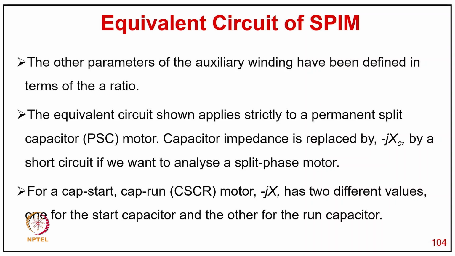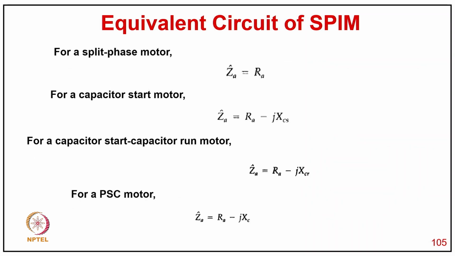The equivalent circuit shown here strictly applies to the permanent split capacitor motor, and the capacitor impedance is replaced by minus jXC in the auxiliary circuit if we want to analyze the split phase motor. For the capacitor start, capacitor run motor, minus jXC has two different values, one for the start capacitor and another for the run capacitor. So for the split phase motor Z equals RA, for the capacitor start motor Z equals RA minus jXCS, and for the capacitor start capacitor run motor Z equals RA minus jXCR. For the permanent split capacitor motor, Z equals RA minus jXC.